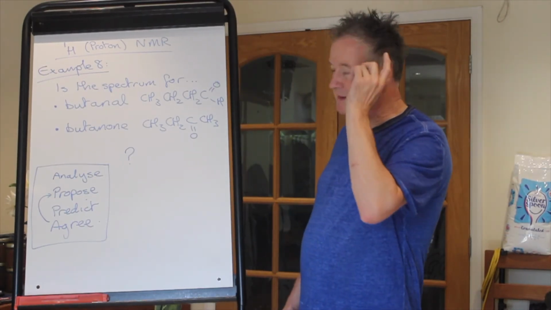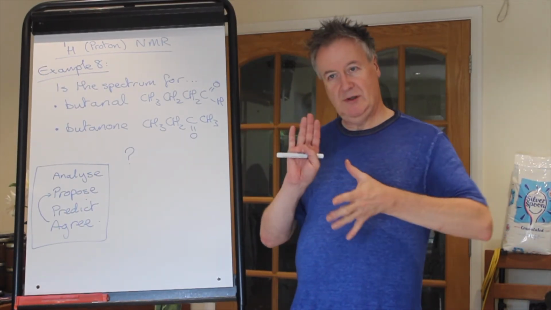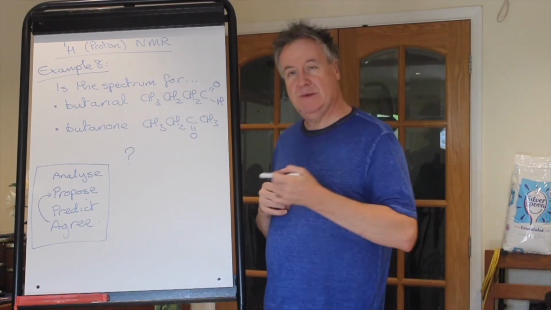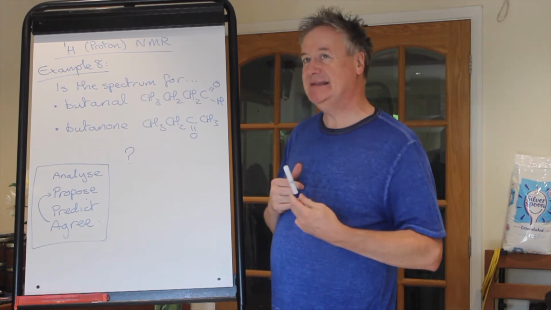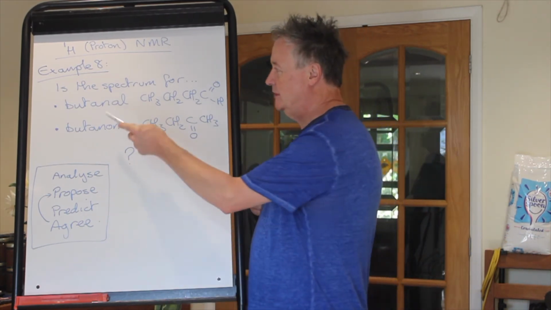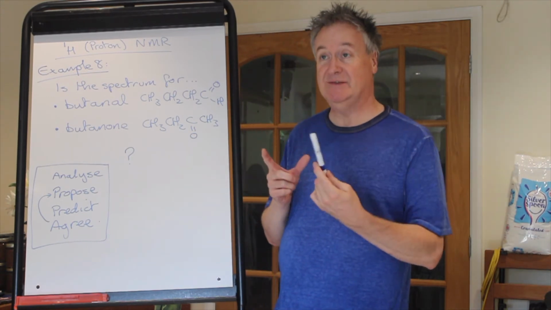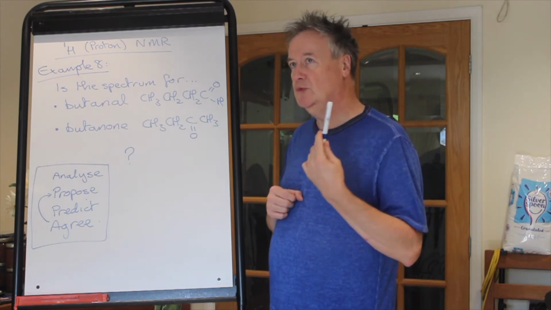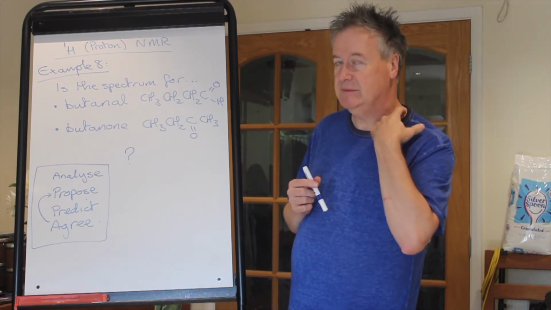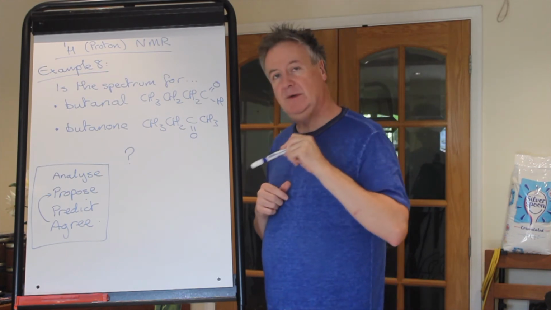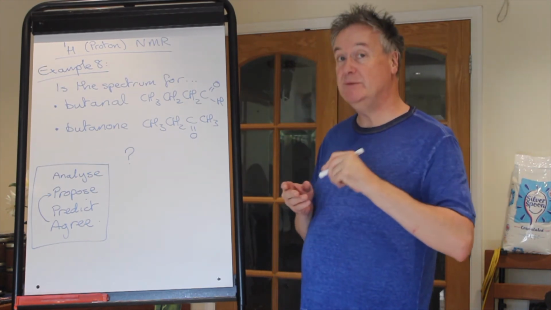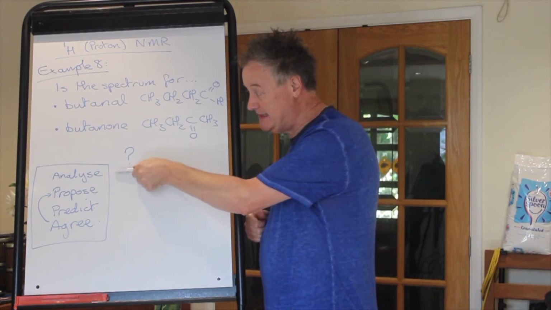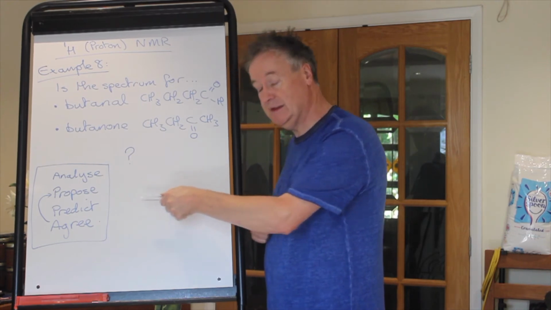Okay, example 8, slightly different now. Up on the screen, after I finish speaking, will come an NMR spectrum. Now the question is really straightforward. Is this the proton NMR spectrum of butanal or butanone? Now the answer is very straightforward and very simple, but it's not about just what's the answer. The answer is very simple to get. It's also about how you answer this kind of question, because it will be a multi-mark question. There will be a whole number of marks available, mostly for doing this, and then some for doing this bit.